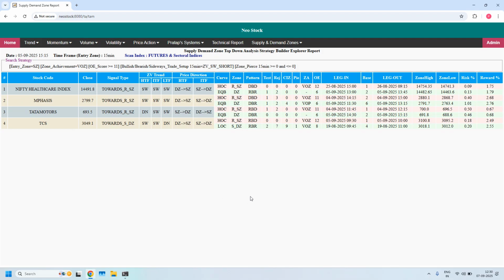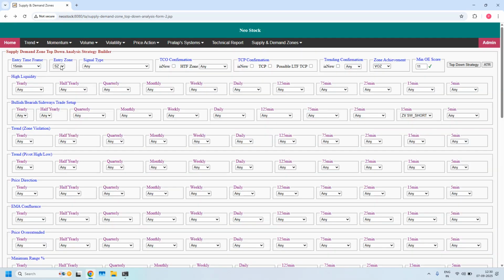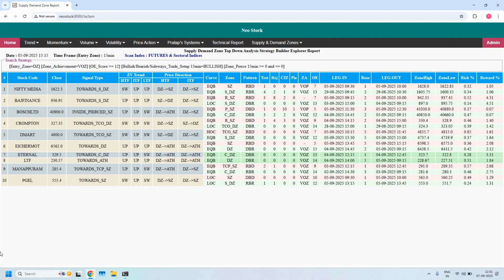Next, we will generate bullish trade setup for daily income trade. Entry time frame zones are 15 minutes demand zone. At 15 minutes, I am selecting bullish. And the minimum odd enhancer score for bullish or bearish should be 12. Let's filter. We got 10 stocks supporting bullish trade setup for daily income trade. And entry time frame zones are 15 minutes demand zones.